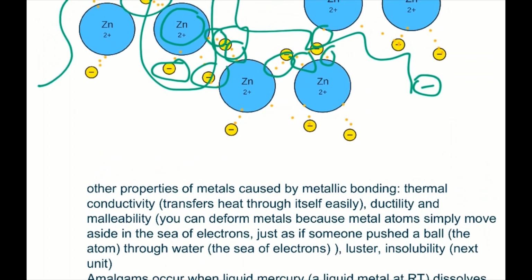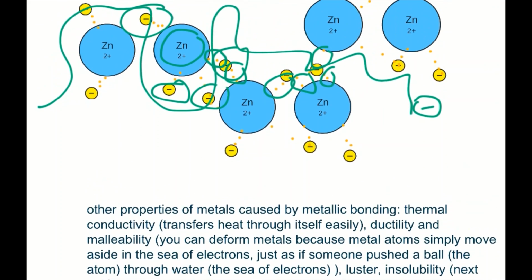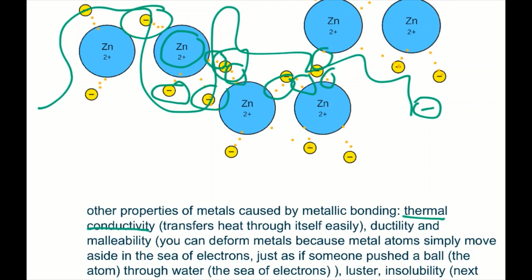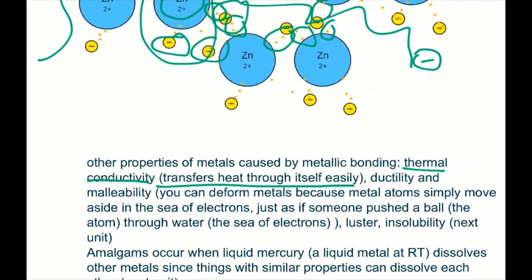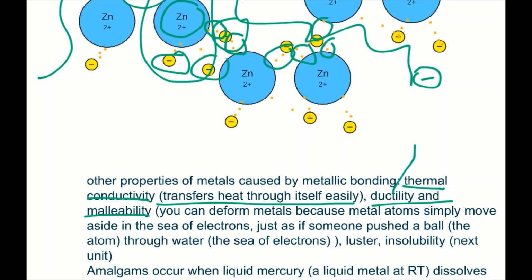Now, there are other properties caused by metallic bonding. We have thermal conductivity, which means that the metals can transfer heat through itself easily. We have ductility and malleability. And ductility basically means you can turn metal into thin wires, and malleability means that you can deform metal and it will still stay as a solid, or it will stay together as one piece.